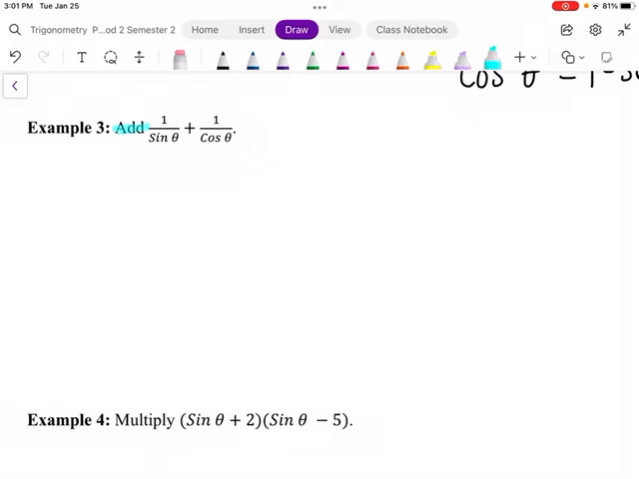Our next example, we are going to be adding, and when you add fractions, you need a common denominator.